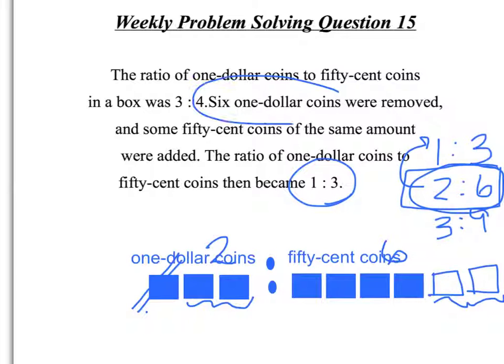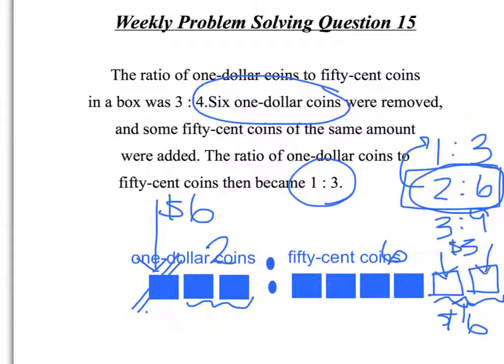So now I'm going to use the fact that they're telling me 6 $1 coins were removed. So if I removed 1 unit, that means that unit is worth $6. So if that 1 unit is worth $6, and that's $1 coins, how much are 2 units? So these 2 units must be worth $6 as well. So that means on the 50-cent coins side, each unit is worth $3, half of a dollar, which makes sense because 50 cents is half of a dollar.